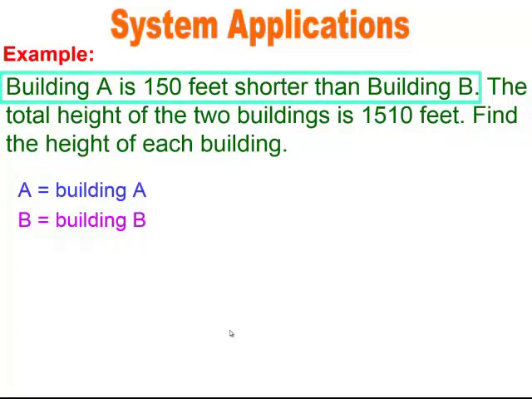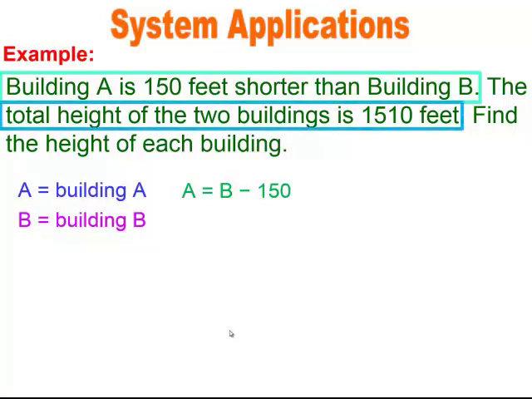But at this first one, when I want to write this equation, it's telling me that building A is 150 feet shorter than building B. So representing that mathematically, what it means is that A is going to equal B minus 150, because building A is 150 feet shorter than building B. And when it's shorter, that means we're subtracting. So my first equation is just like the way that the words are written. A will equal B minus 150.